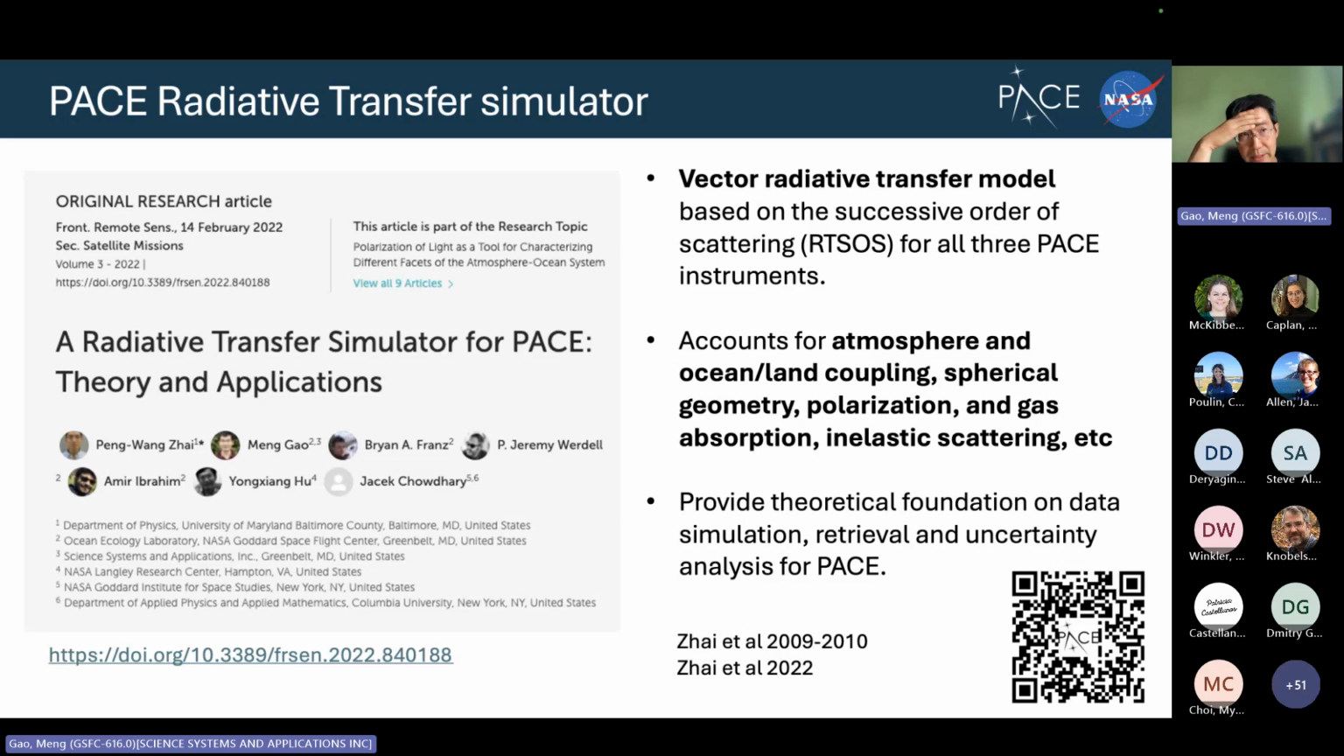So the first thing I want to emphasize is that our retrieval algorithm, our analysis, is based on a rigorous radiative transfer model, and this model was developed by Peng Wang, and he has worked on it for maybe 20 years. This is a vector radiative transfer model, and it includes many very useful features, including the atmosphere and surface coupling, and also considers realistic atmosphere geometry, with the polarization and gas absorption and many other very advanced features. This will be the foundation for our discussion and for the retrieval algorithm development.